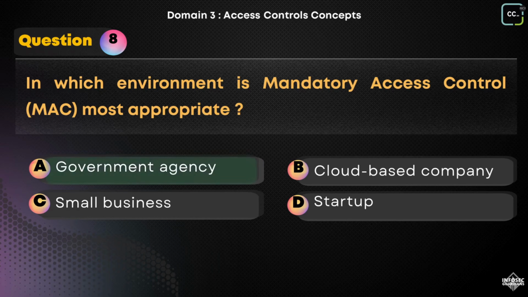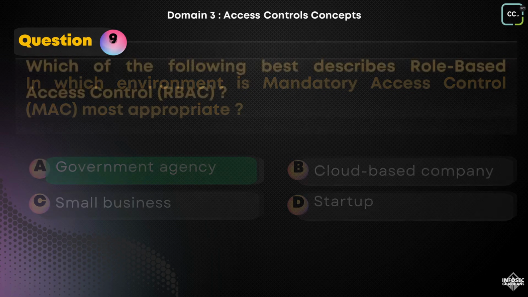Thus, option A is correct, because a government agency is an environment that typically requires the high level of control and security provided by MAC, making it the most appropriate choice. Let us go to the next question now.